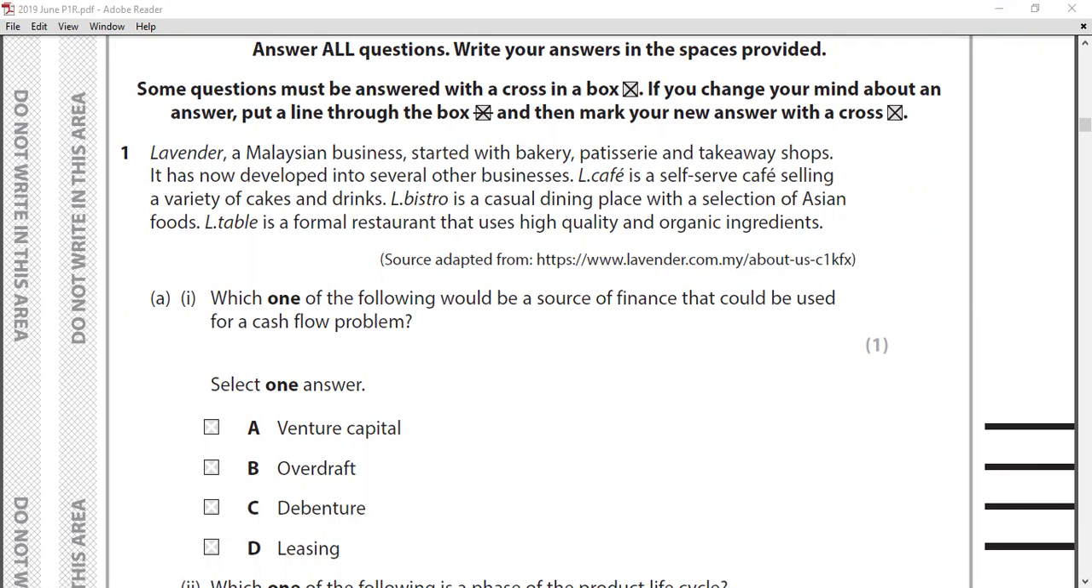This restaurant chain has different varieties. You can see they are not serving the same food. El Cafe sells a variety of cakes and drinks, but El Bistro is a casual dining place for people with a selection of Asian food, and El Table is a formal restaurant using high quality and organic ingredients. So different varieties are there in these three different locations. They are not selling the same items everywhere. Keep that in mind when you're reading this case study, to have an idea.